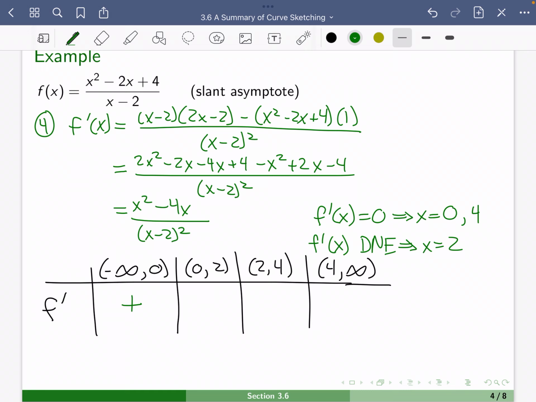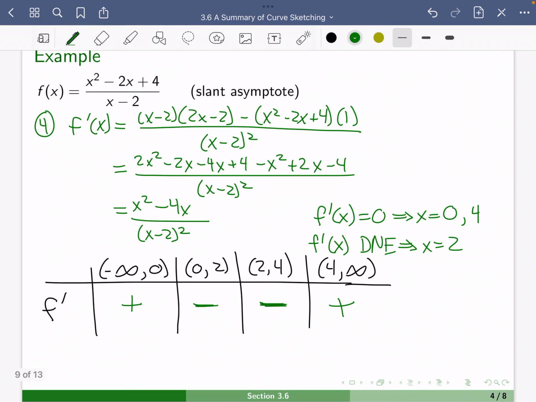If you plug in something like 1 itself, you will get a negative on top and a positive on bottom. Plug in something larger than 2 but smaller than 4, so like 3, we get a negative on top and a positive on bottom. And then for values larger than 4, we have a positive.